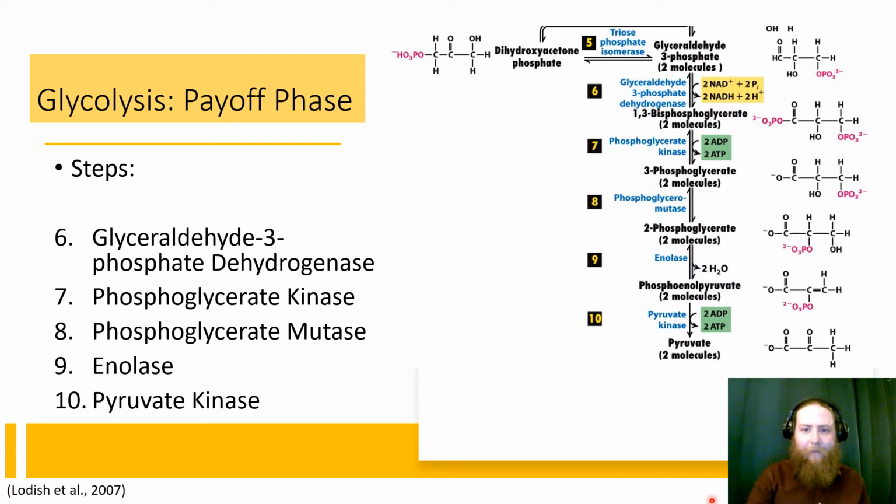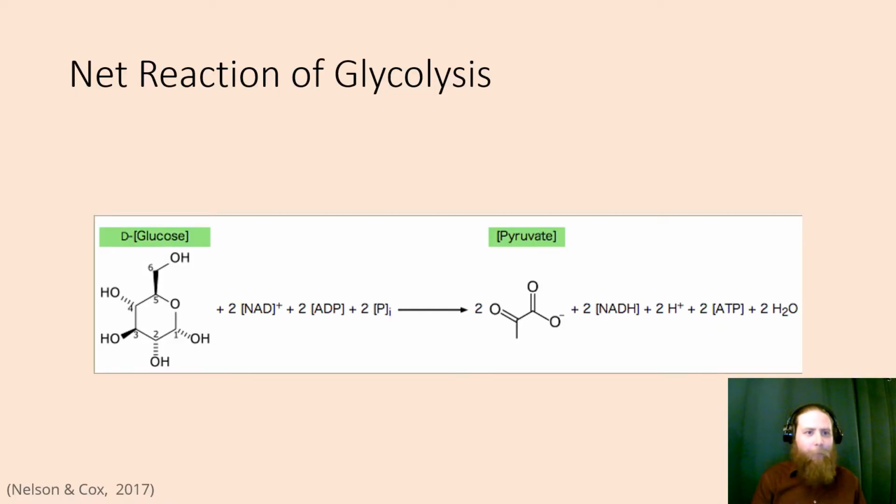So what do we have at this point in time? What we have is the net reaction of glycolysis. We've taken one glucose molecule, and used 2 NAD pluses, 2 ADPs, and 2 inorganic phosphates, and we now have 2 pyruvates, 2 NADHs, 2 H pluses, 2 ATPs, and 2 molecules of water, 2 H2Os.